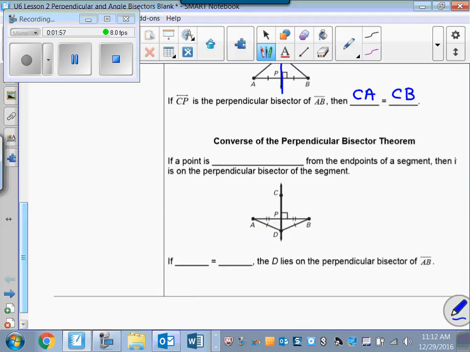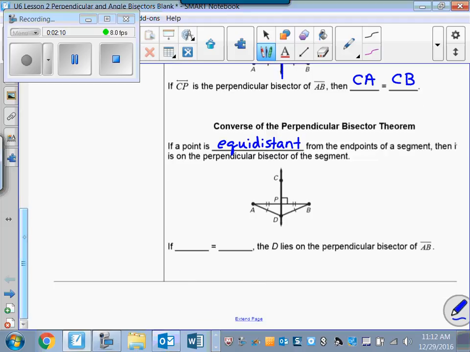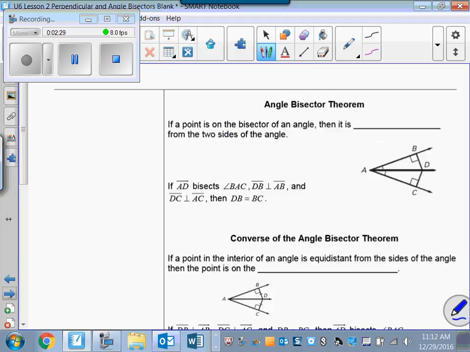All right, and of course we have the converse, which says if a point is equidistant from the endpoints of a segment, then it is on the perpendicular bisector of the segment. So if AD equals BD, then D is on the perpendicular bisector of AB. All right, let's see if we've got some examples or more. I think we have another theorem coming up actually.